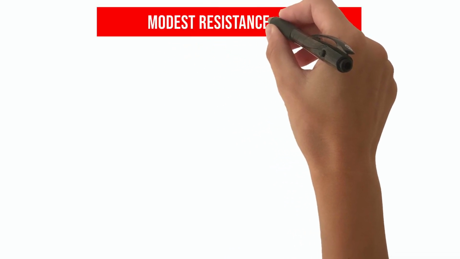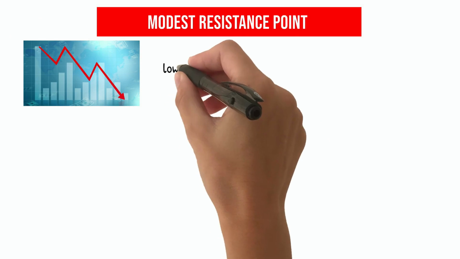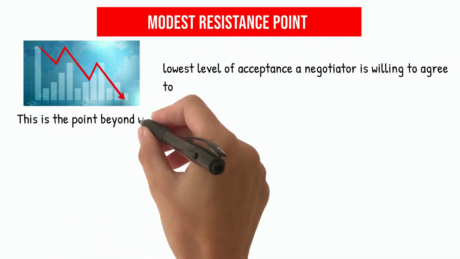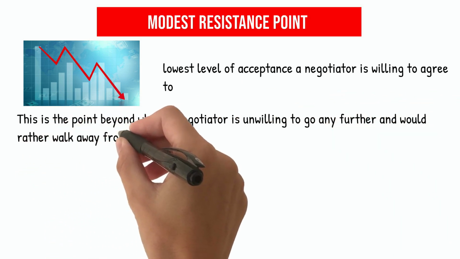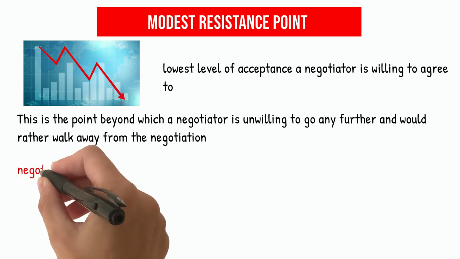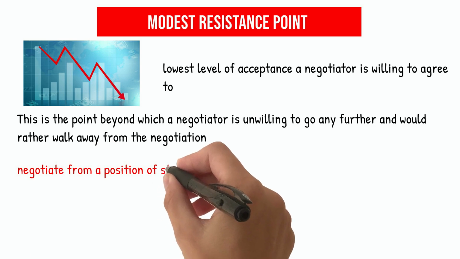Modest resistance point. Modest resistance points in negotiation refer to the lowest level of acceptance a negotiator is willing to agree to. This is the point beyond which a negotiator is unwilling to go any further and would rather walk away from the negotiation.